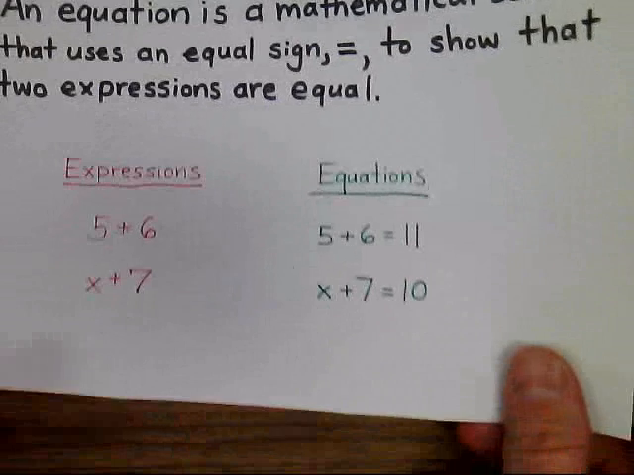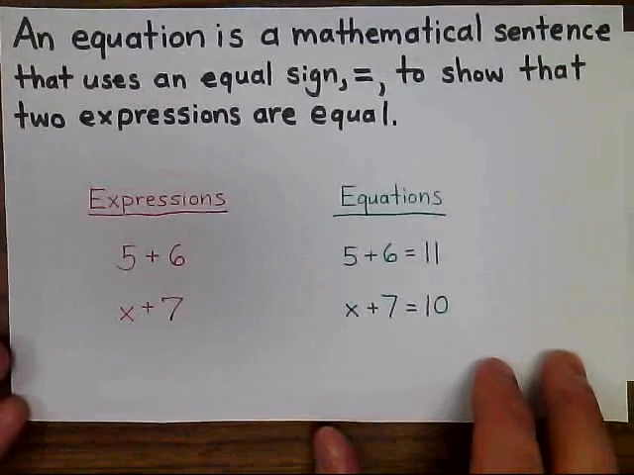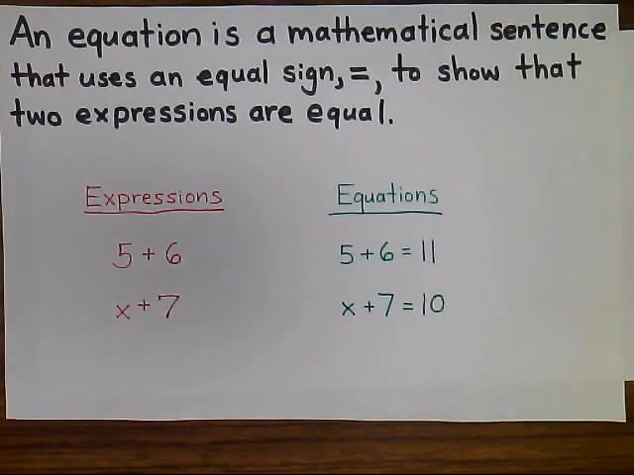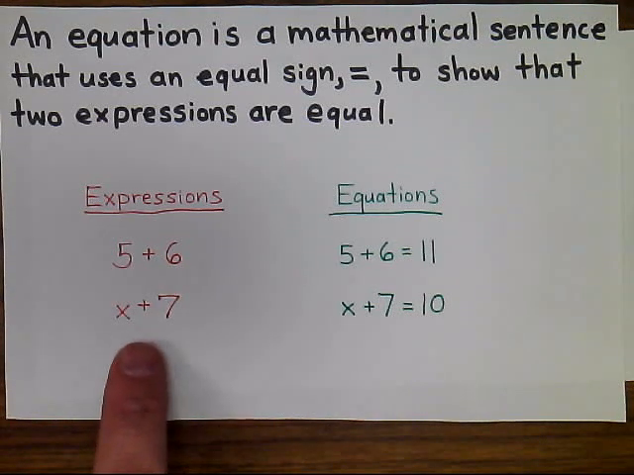First, you should know that an equation is a mathematical sentence that uses an equal sign to show that two expressions are equal. So you can see in red here it shows expressions, and the first expression, a numerical expression, can be solved because we have all the information we need, whereas that second expression is an algebraic expression, and without knowing the value of x, we're kind of stuck.